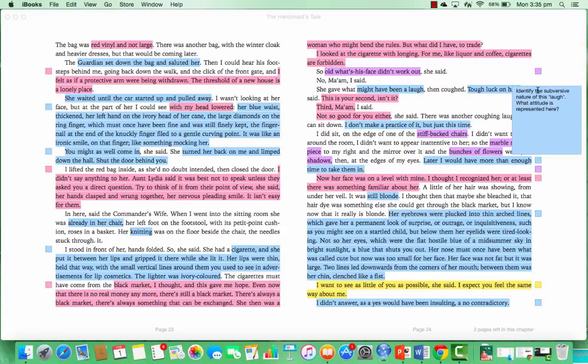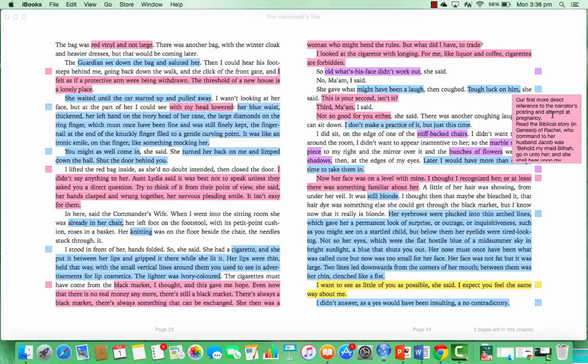Identify the subversive nature of the commander's wife's laugh and what attitude is represented here. Our first more direct reference to the narrator's posting and attempt at pregnancy, where she said it's the third, is significant. And again, looking at women as incubators as opposed to individuals.